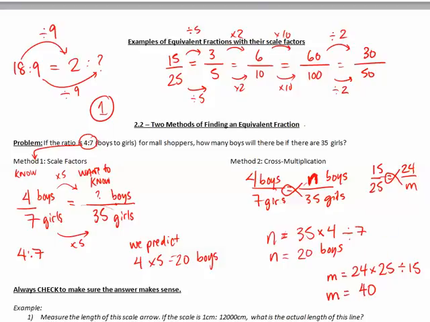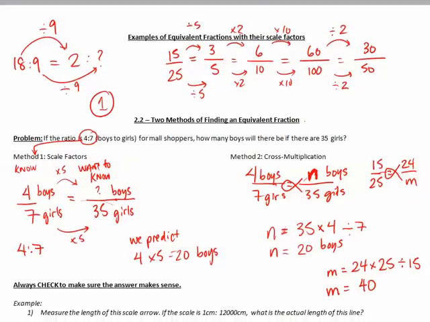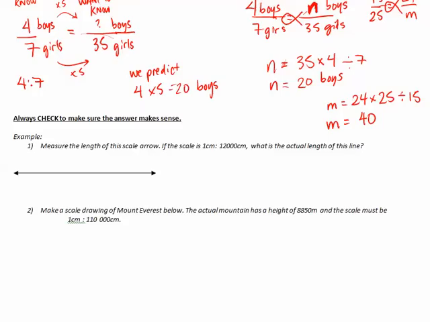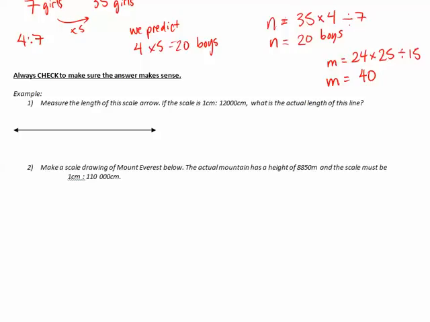Just to finish off today's lesson, we have a couple of examples related to the textbook examples. First of all, a little note: always check to make sure that the answer makes sense. Put the number back into the proportion and see if that proportion actually makes sense. Number 1, measure the length of this scale arrow. If the scale is 1 centimeter to 12,000 centimeters, what is the actual length of this line?